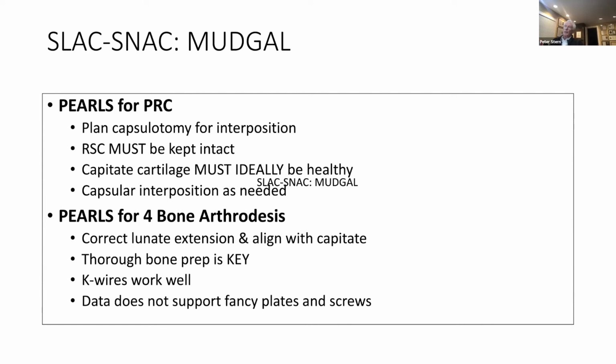As far as four-corner fusion is concerned, correction of the lunate extension and alignment, as Cohen and Cozen pointed out over 2 decades ago, is critical so that they line up with the capitate. I think the other thing that is very, very important is thorough carpentry in preparing the capitolunate joint such that all sclerotic and eburnated bone is used. Chai emphasized that K-wires work as well as more complicated forms of fixation, and he stated that fancy screws and plates don't always do the job.